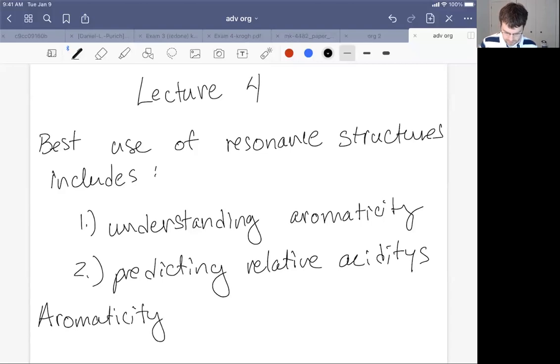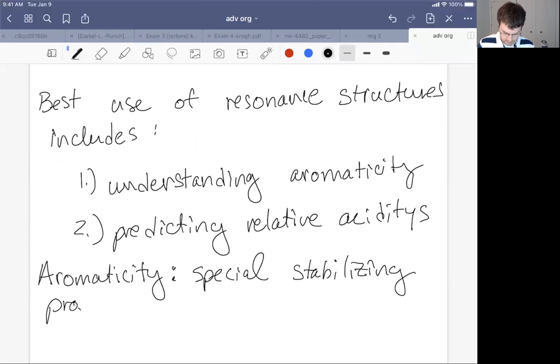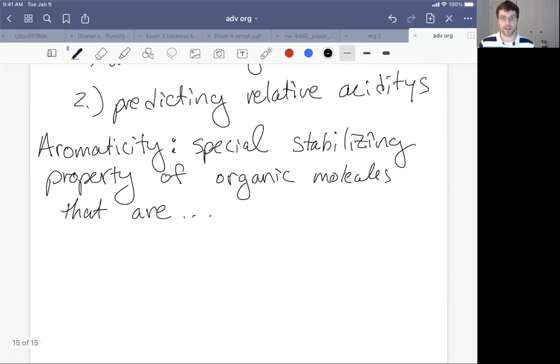And we're going to review what we talked about in organic chemistry 2. So this is a special stabilizing property of organic molecules that are aromatic. Now let's name those rules that are required to be aromatic. Can you remember them? Let's focus on the four major rules.